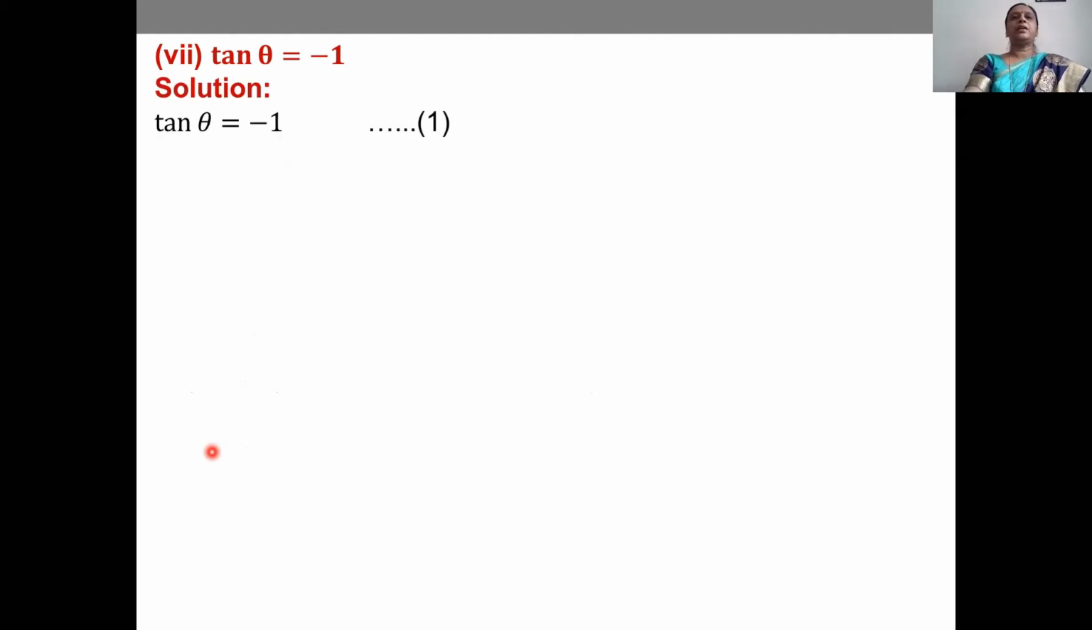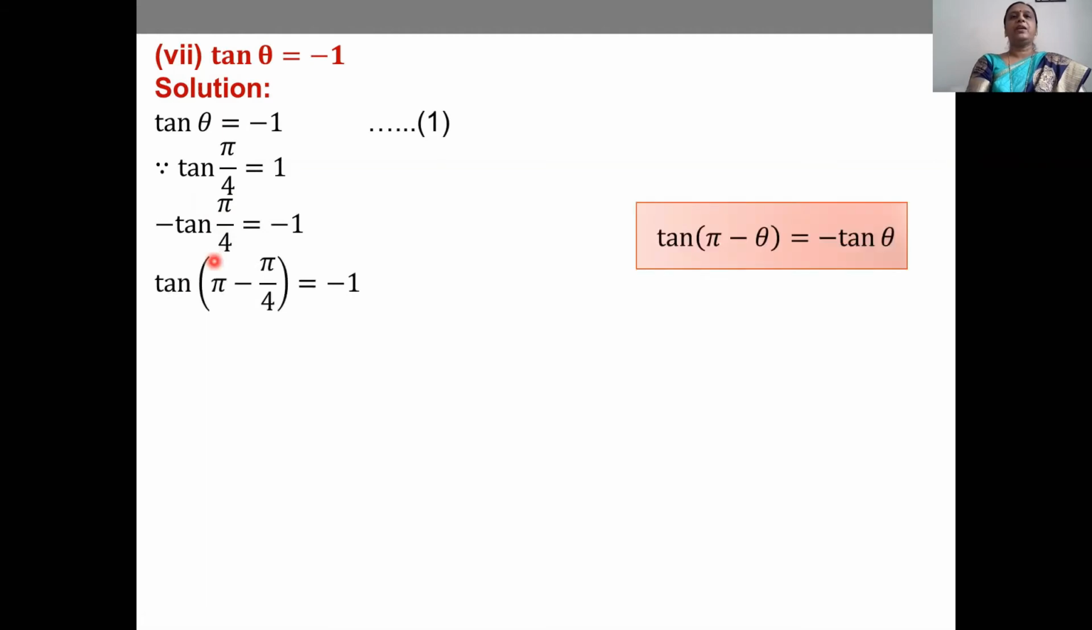Write down in the solution tan theta is equal to minus 1. Now, in the table 0 to 90 degree at pi by 4, value of tan theta is 1. Therefore, write down tan pi by 4 is equal to 1. Take the minus sign of both sides, you get minus tan pi by 4 is equal to minus 1. Now, from the allied angle table, you know that tan pi minus theta is equal to minus tan theta. Therefore, for this minus tan pi by 4, I will keep the value tan pi minus pi by 4. Then this equation will be tan pi minus pi by 4 is equal to minus 1. After simplification, this will be tan 3 pi by 4 is equal to minus 1.